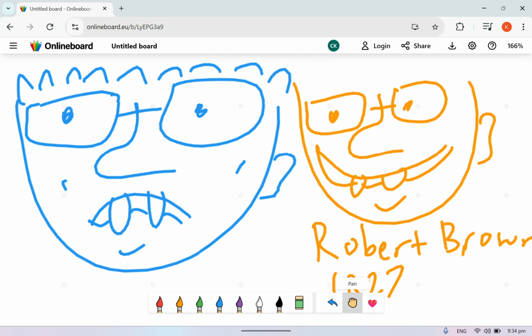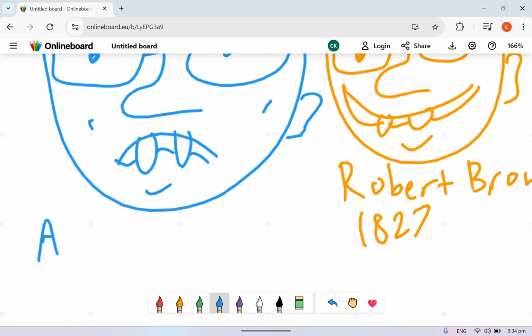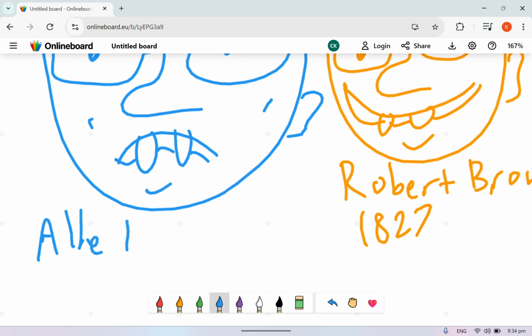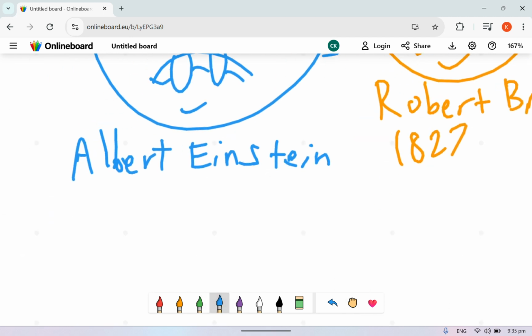And there's none other than the Albert Einstein. Oh, sorry, my stylus is glitching. But you get my point, right? Don't tell me you don't know how to spell Albert Einstein. 1905. This is Albert Einstein.